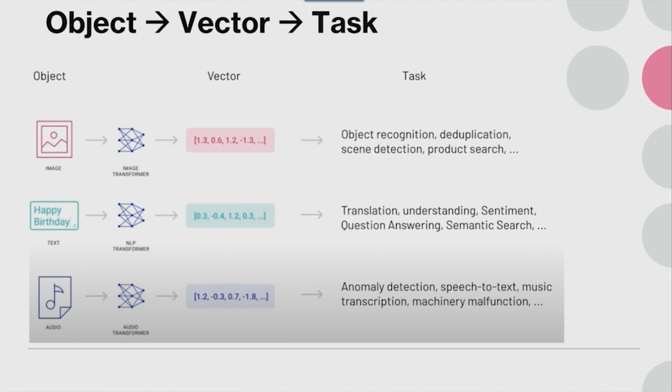Is it only text? And the answer, of course, is no. You can have text like "happy birthday." It will end up doing that from natural language processing. It will create the 1,536, for instance, as an example, of floats. And with that you can do translation, understanding, sentiment, question and answer. All of these things are possible.